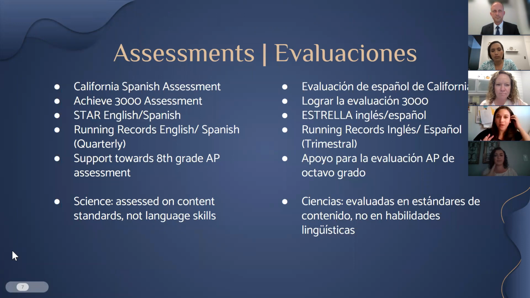Okay, so briefly, I want to go over the assessments that the students will take part in my class core and also in science. So they are taking the California Spanish assessment. They also have Achieve3000 assessments. They have readings and then they have comprehension questions. We're hoping to have running records in English and in Spanish quarterly to monitor their fluency. And again, we're hoping to support them so that they are able to take the AP test in the spring of their 8th grade. And in science, again, there is no assessment on content. It's more on the mastery of the content.